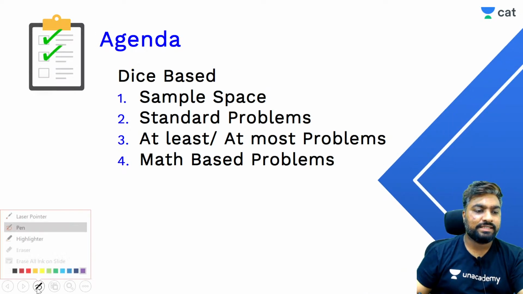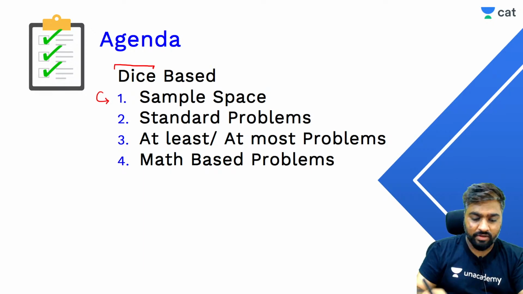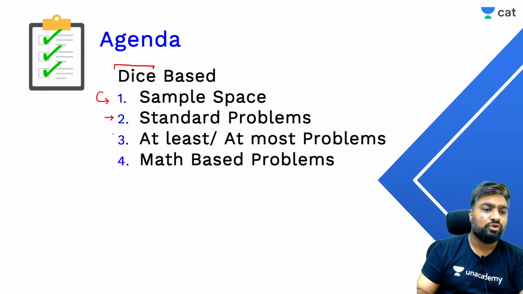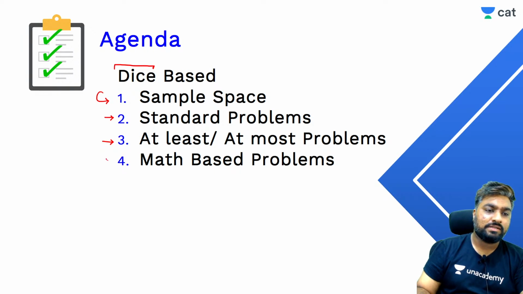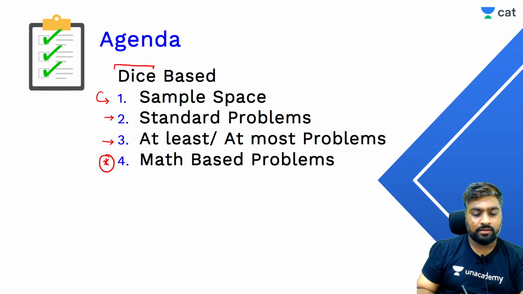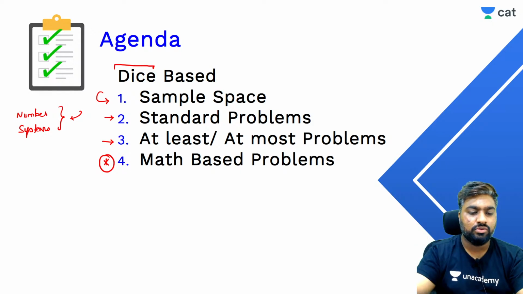Today's agenda is pretty simple. We'll be looking at dice-based probability and some questions from there. We'll be learning how to calculate the sample space, and doing some standard questions from dice. We'll be looking at least and at most problems, just like in coins, and this time, a little different from coins, math-based problems. This is very important for dice-based probability problems. For math-based problems, you have to be a little good at number systems, at least the common, simple logic behind them: multiples, divisibility rules, things like that.